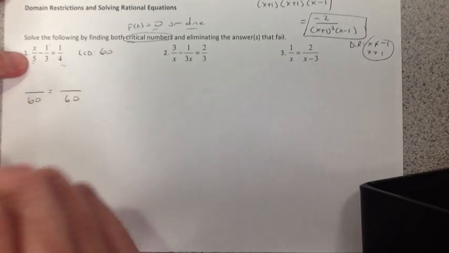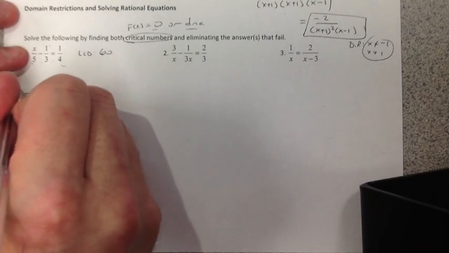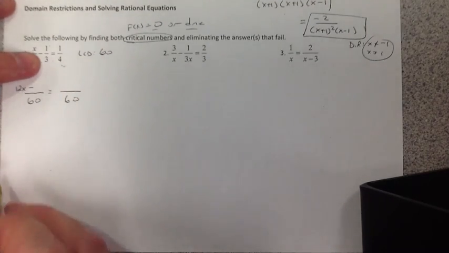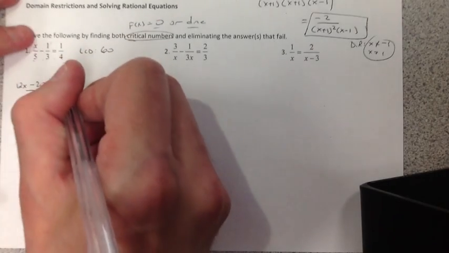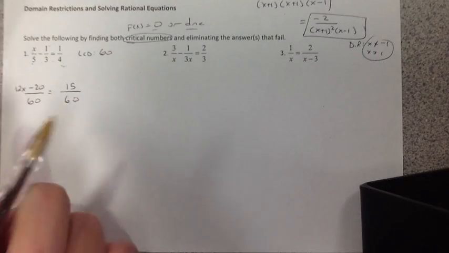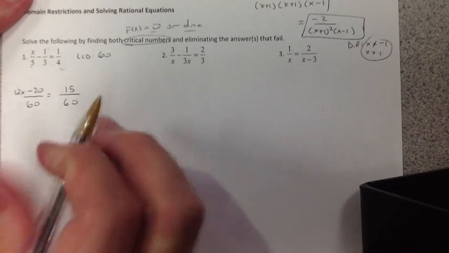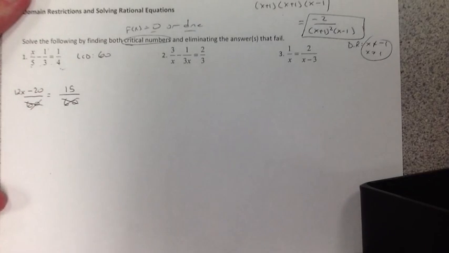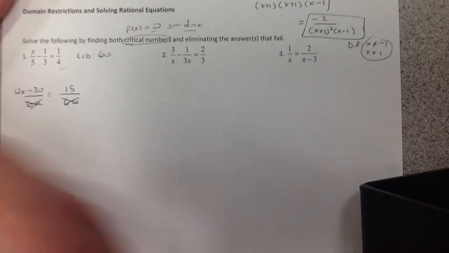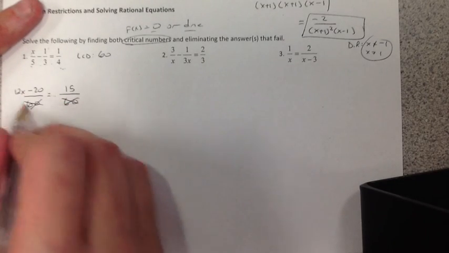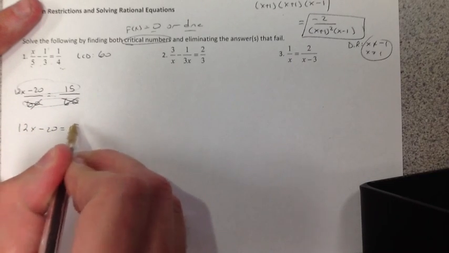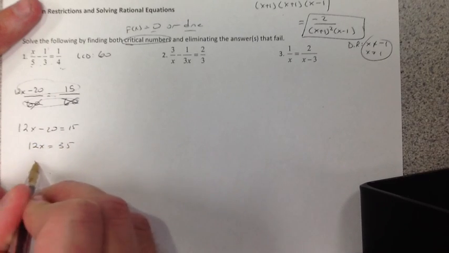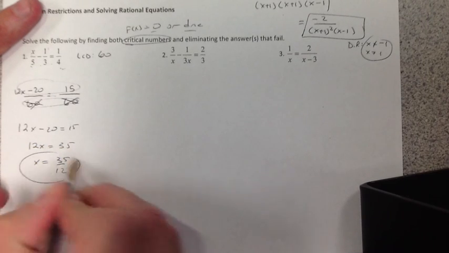The x, well, to get 5 to equal 60, we have to multiply by 12. So that becomes 12x minus, and to get 3 equal to 60, we have to multiply that by 20. To get 4 equal to 60, we have to multiply that by 15. Now, why do we like the common denominators? Because they go away. If you were to cross multiply, the common denominators go away. They just divide out. If the bottoms are equal, then the tops are equal. So now I can just write this as 12x minus 20 equals 15. 12x equals 35. x equals 35 over 12.